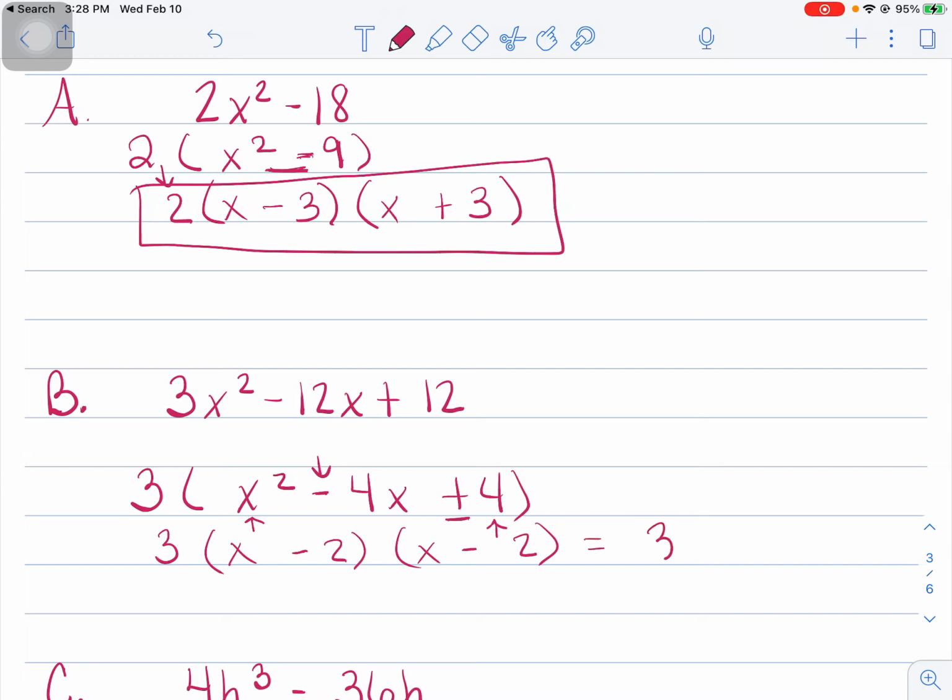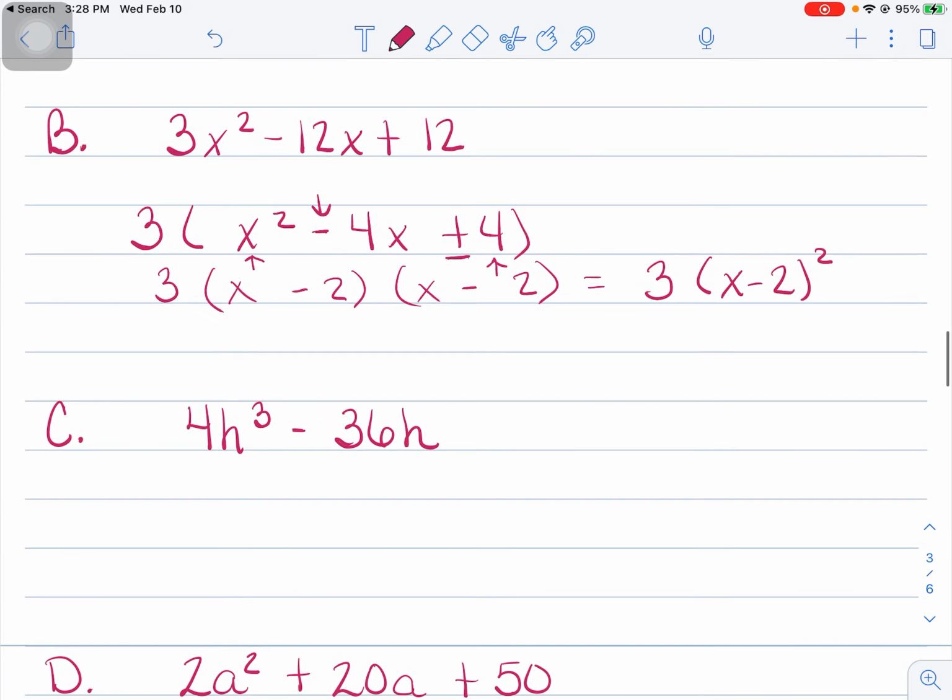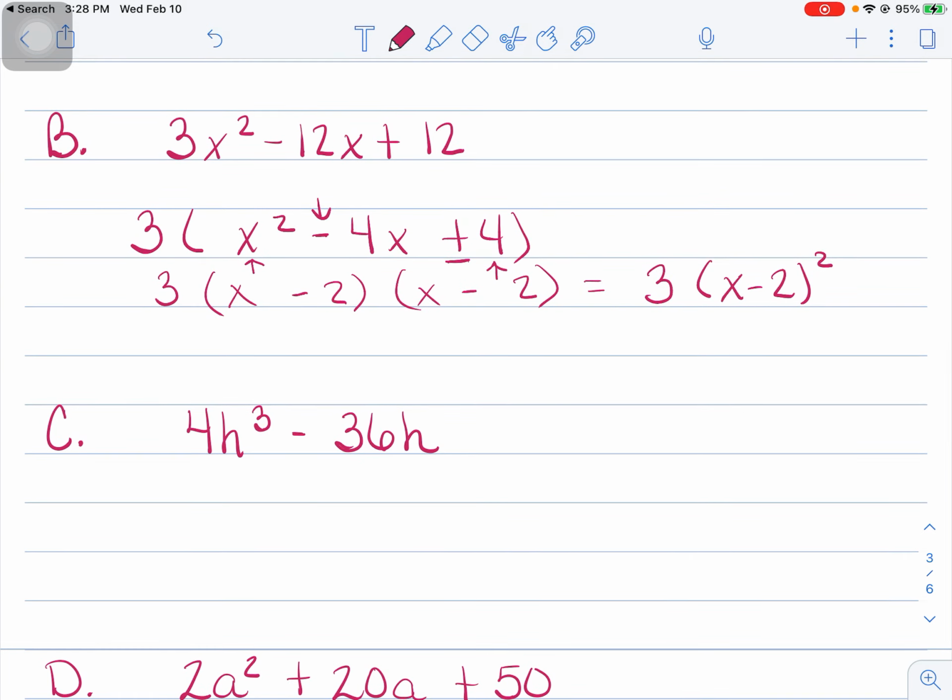I can actually rewrite this as 3 times x minus 2 squared. Those are both acceptable. All right, let's try C. GCF first. Notice with this one, I actually can pull out an h as well. So I'm going to pull out a 4, because that can go into 36, h. And I end up with h squared left minus 9.